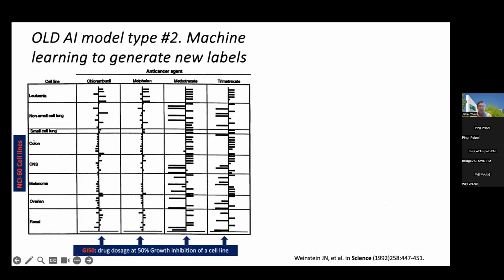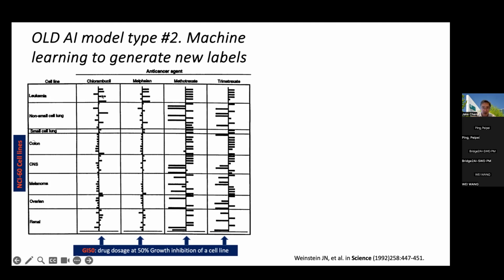There's another model, and today we consider them not to be the true AI model. We call it the machine learning model. But this work published in 1992 is still relevant, right? It was published by researchers from the National Cancer Institute. It's looking at anti-cancer agents. In this particular example, I listed four, and how they are promoting or inhibiting the growth of 60 different cell lines, according to the NCI-60 cell line samples.